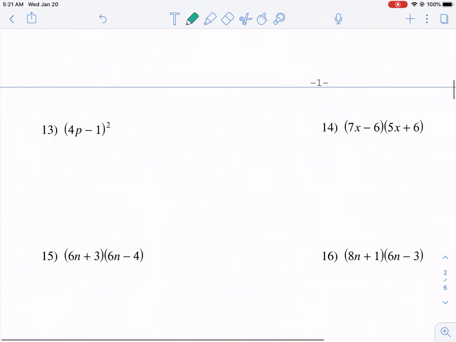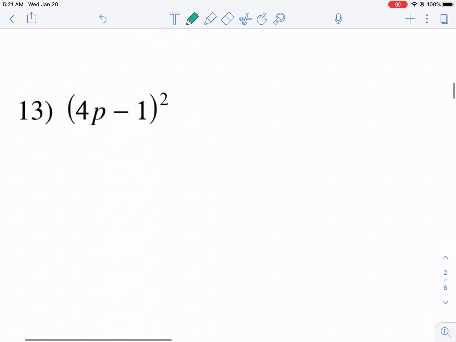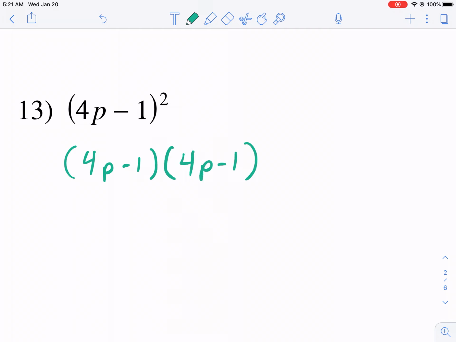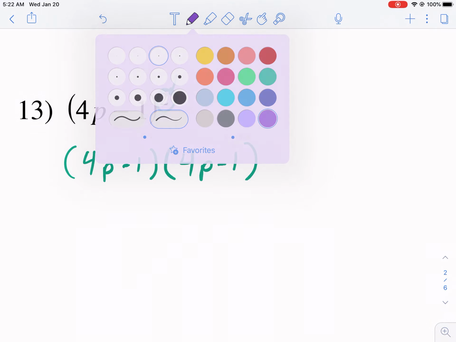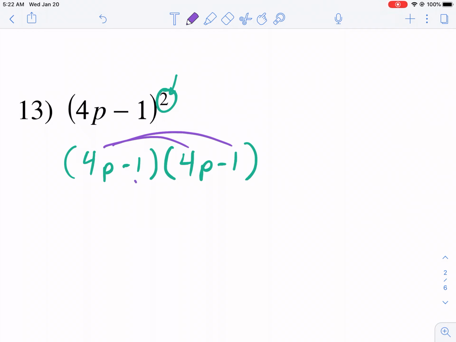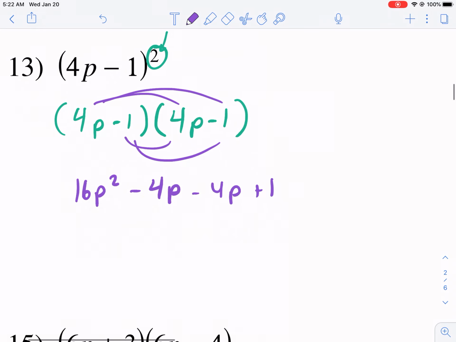All right, let's move on to, okay, if it's something like this, I think the easiest thing for most students is just to rewrite it like this. So if you see a squared, it essentially just means times itself twice. So you write it twice next to each other, and then you show the same process. So you draw 2 arrows there, you draw 2 arrows there. I like to do above and below just so it helps me out. I always do the upper one first, so that's 16p squared minus 4p, and then below, minus 4p plus 1, and I get 16p squared minus 8p plus 1. And that's it. That's my answer.